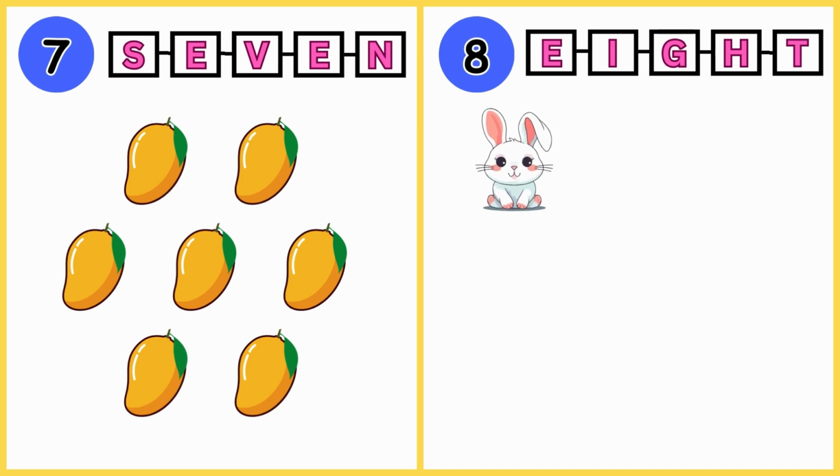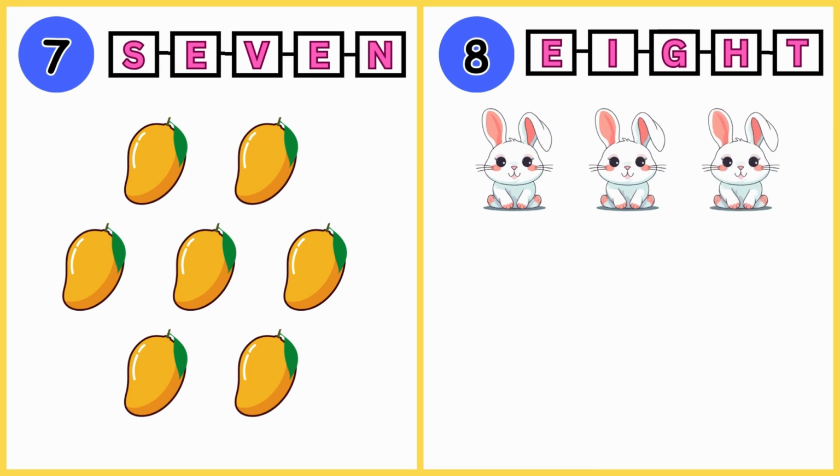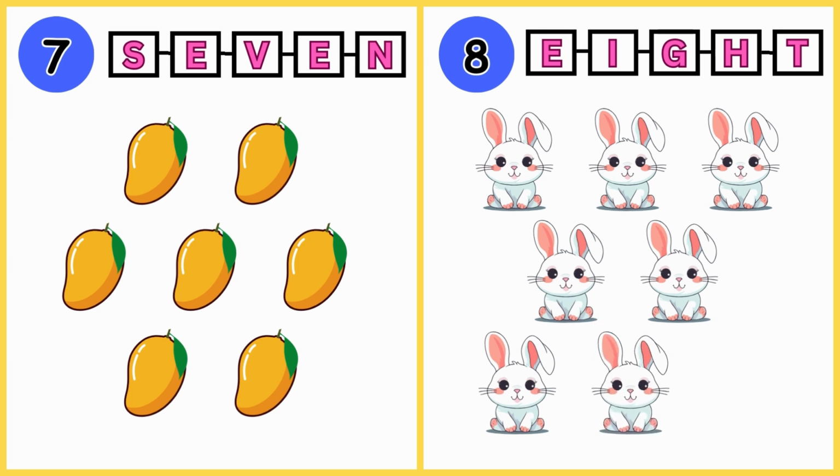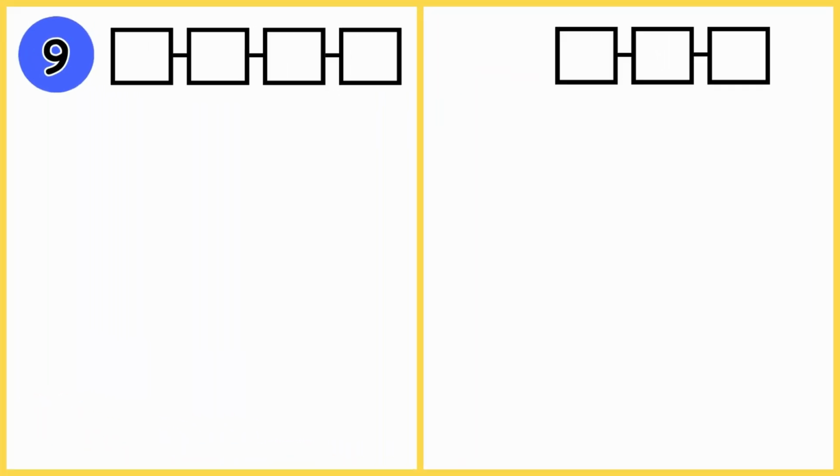1. 2. 3. 4. 5. 6. 7. 8. 9. Let's spell it. N, I, N, E.